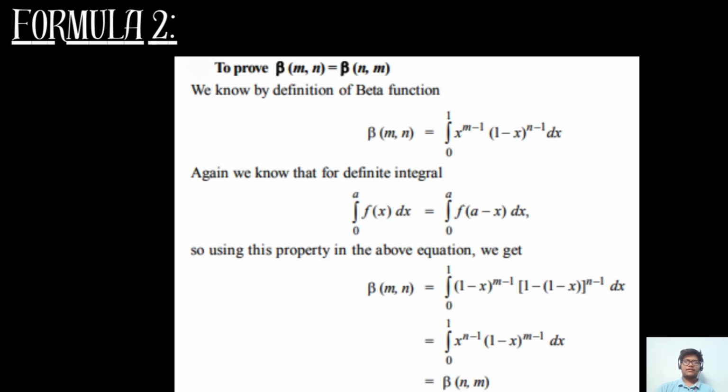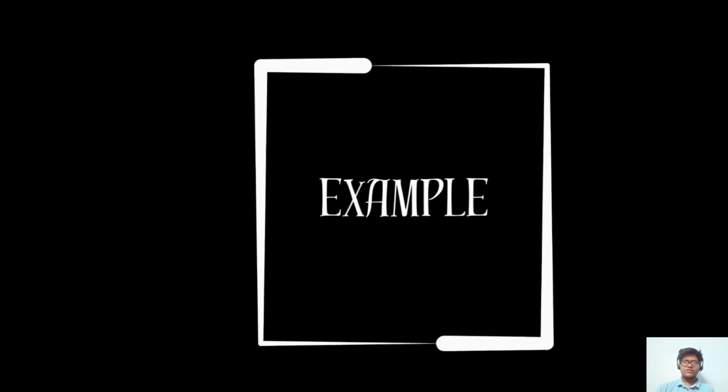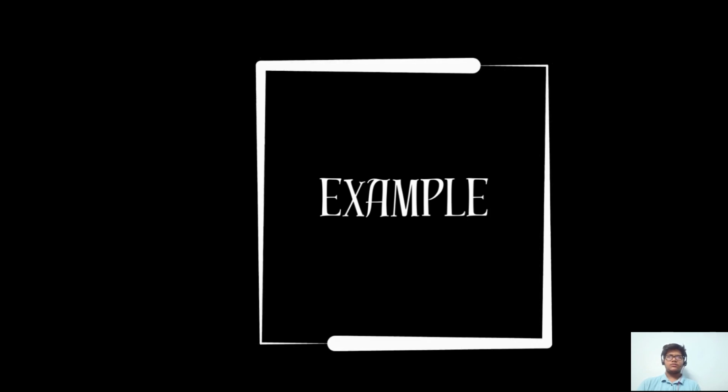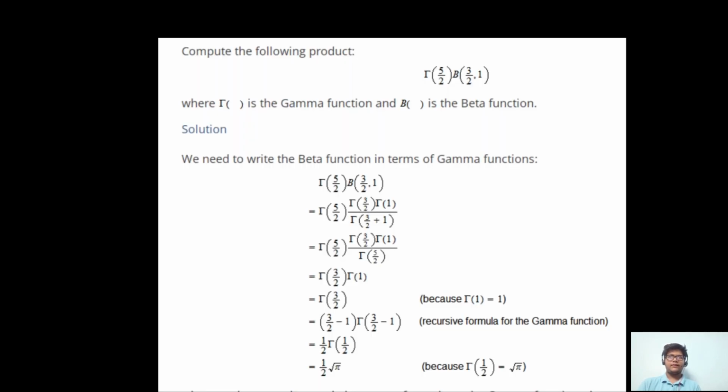There are many other derivations of duplication formula in integration, but for now I would like to do these two derivations only. Now let's go and see one example sum of this. So here is the question, that is find the gamma of 5 by 2 into beta of 3 by 2 comma 1. So let's start with the sum.